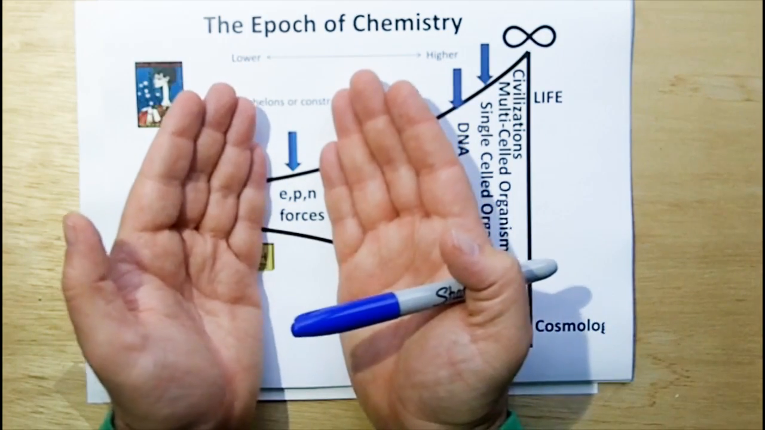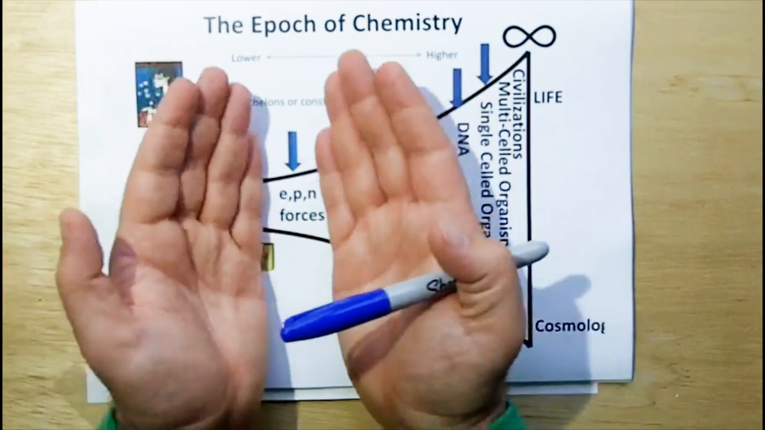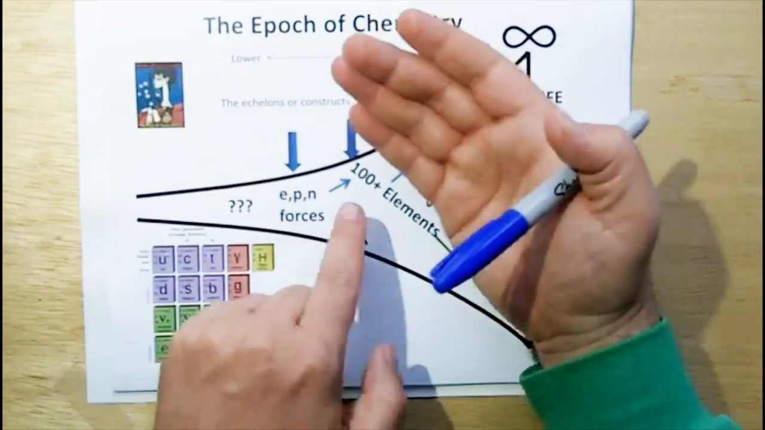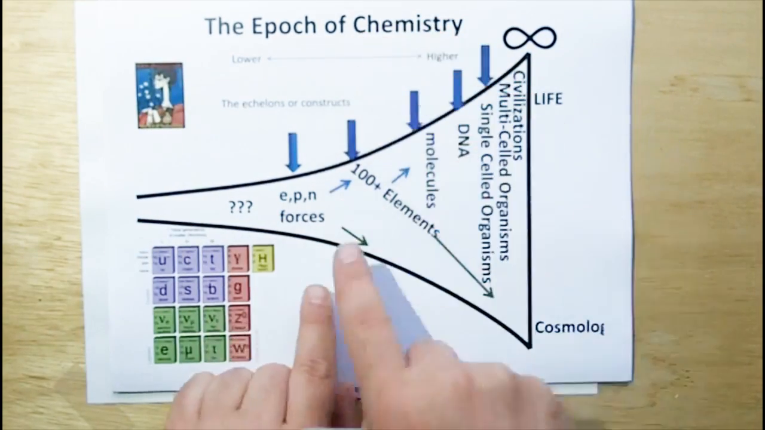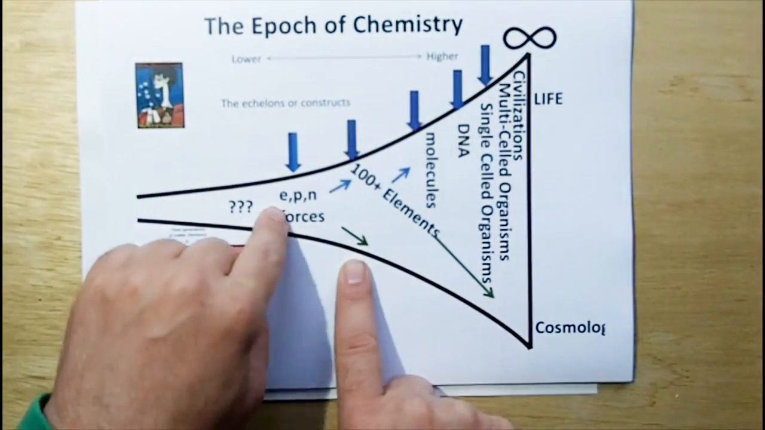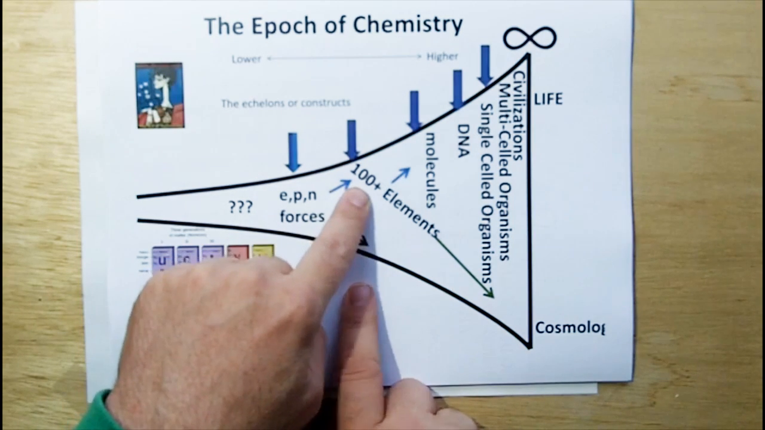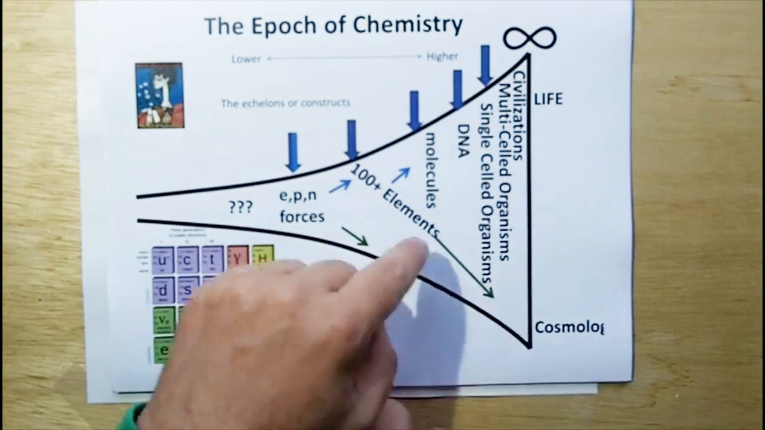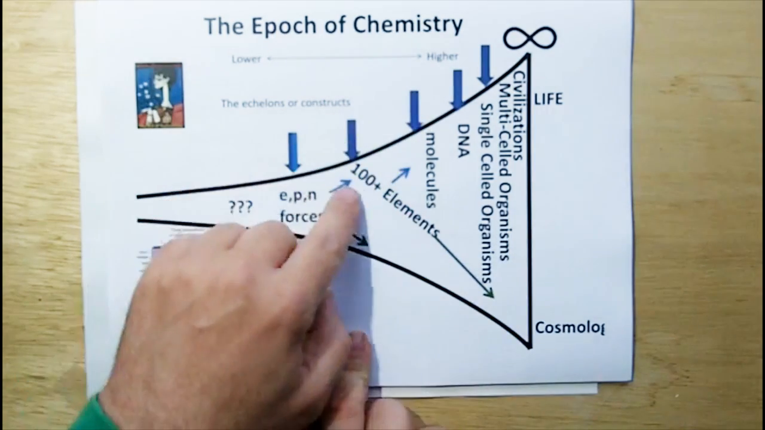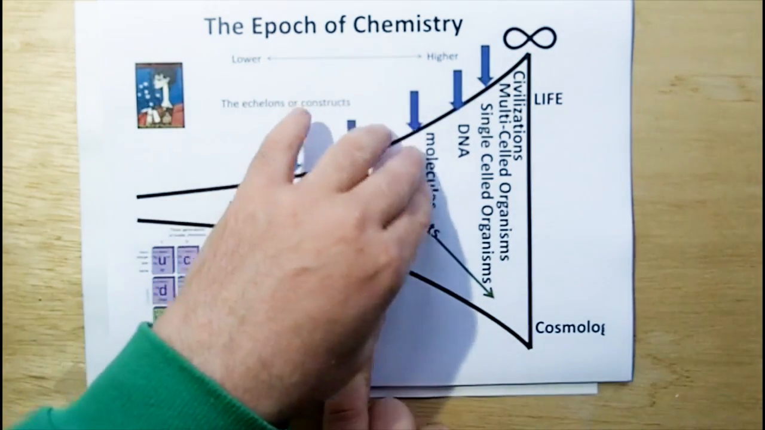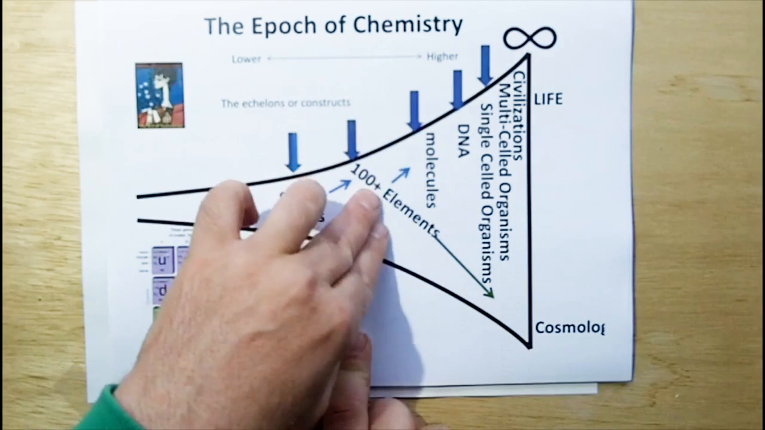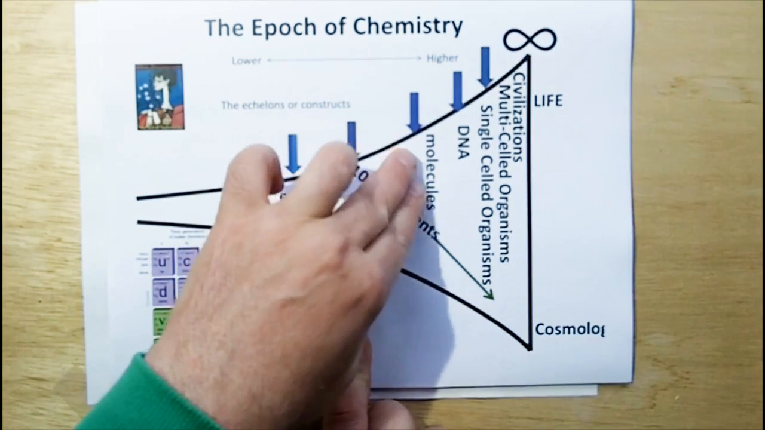These three things, or four things, or however many forces, synthesize the hundred or so plus elements. Now this green arrow means that these are present at the next echelon. These hundred or so plus elements are also present at the next higher level construct, which synthesizes an almost infinite number of molecules that you can put these elements together to form.